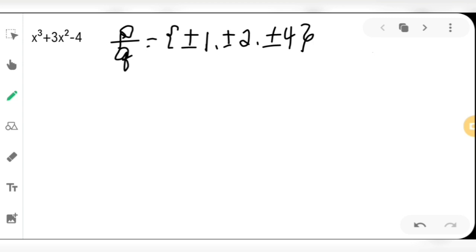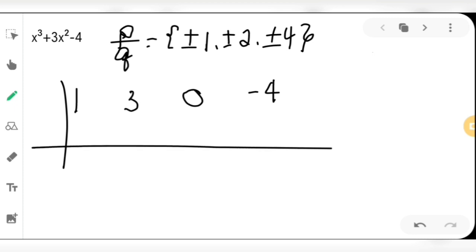Again, in using synthetic division, arrange the terms in descending order, and if there is a missing term, we are going to write 0. So we have here 1, 3, 0, and since we don't have a term having x as a literal coefficient or variable, then we have the constant negative 4. Now let us start with negative 1.